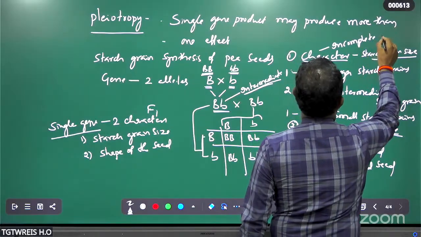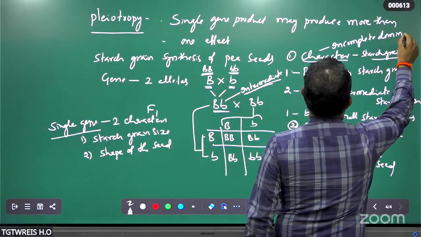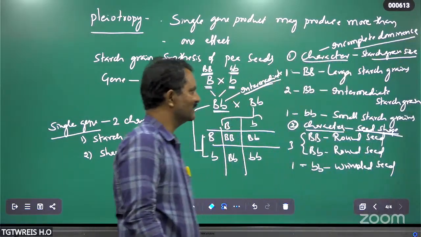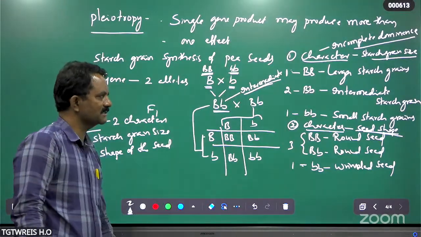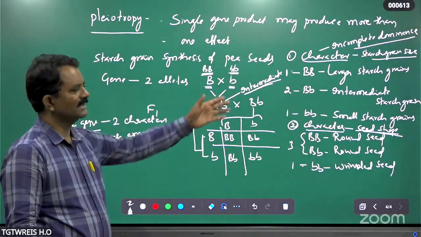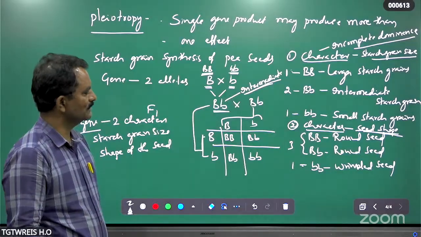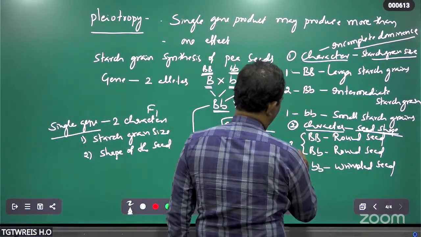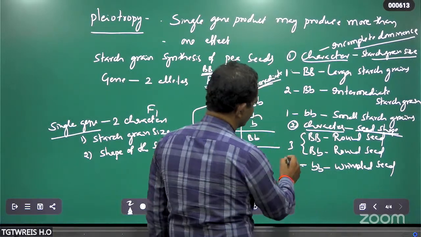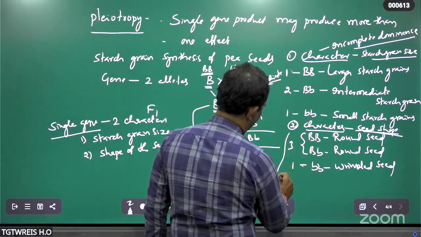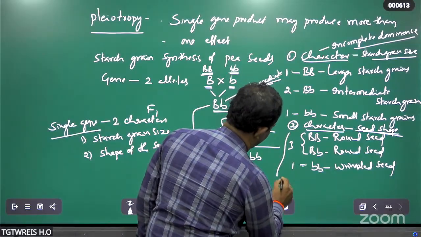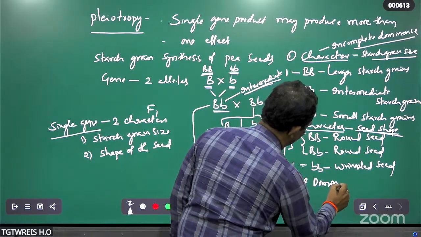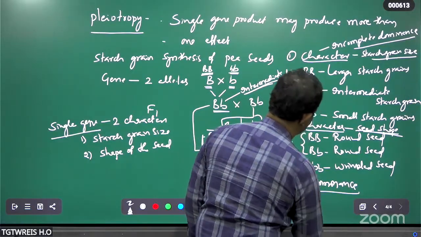Incomplete dominance. The character starch grain size shows incomplete dominance. As well, the second character, seed shape, shows the law of dominance. It follows the law of dominance.